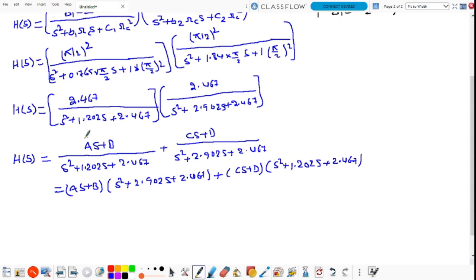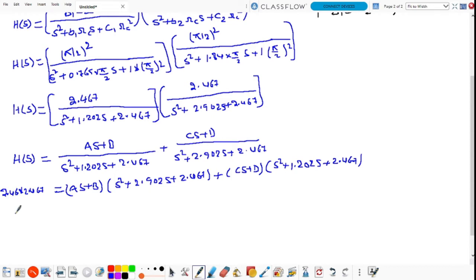So on both sides, LHS side and RHS side, the denominator term is cancelled. What is the denominator term on LHS side? This characteristic equation into this characteristic equation. And on RHS side, what is the denominator term? This characteristic equation into this characteristic equation. So on both sides the denominator term is cancelled and the remaining LHS term is 2.467 into 2.467.